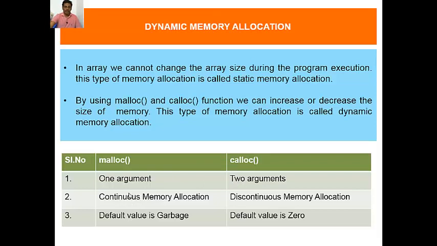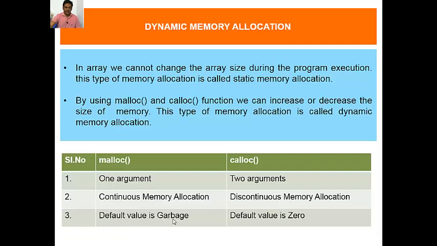Then, continuous memory allocation: if we declare memory through malloc, it allocates a continuous memory location. If it is not available continuously, it will give an insufficient memory error. In calloc, it is discontinuous memory allocation; it splits the required locations, possibly into more than one. If you want to allocate 100 bytes, it first allocates 50 bytes in one location, then another 50 bytes in another memory location. With malloc, if you need 100 bytes, it should be available in the same continuous area. But in calloc, it will split it.